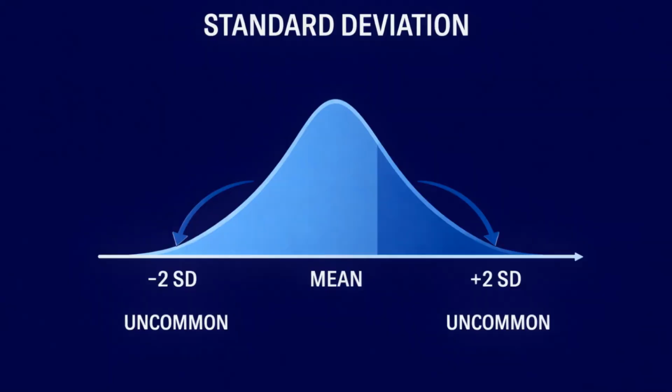Standard deviation is always 0 or positive, and uses the same units as the data. In roughly normal data, values more than about 2 standard deviations from the mean are relatively uncommon.